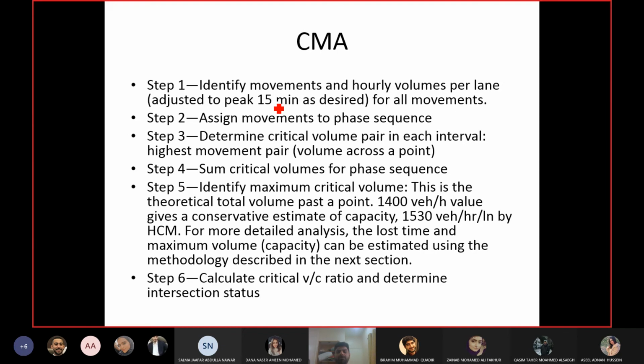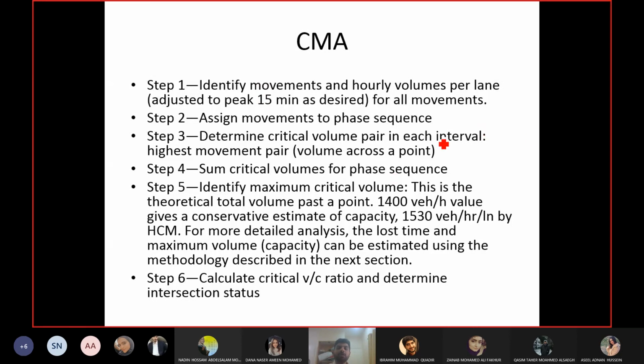How do you adjust hourly volume for peak 15 minutes? Tell me. By using the peak hour factor. Heavy vehicle. Peak hour factor, yes. Peak hour factor is the adjustment for peak 15 minutes, right? I did not say the heavy vehicle. The heavy vehicle adjustment factor is for heavy vehicle adjustment, right?